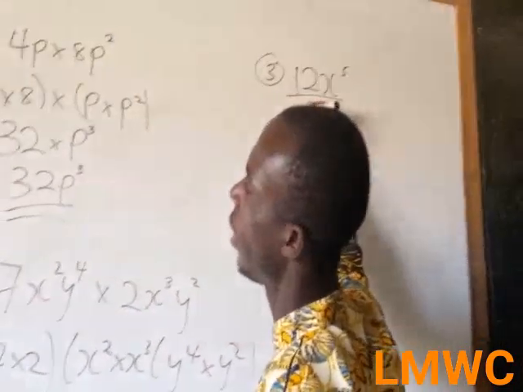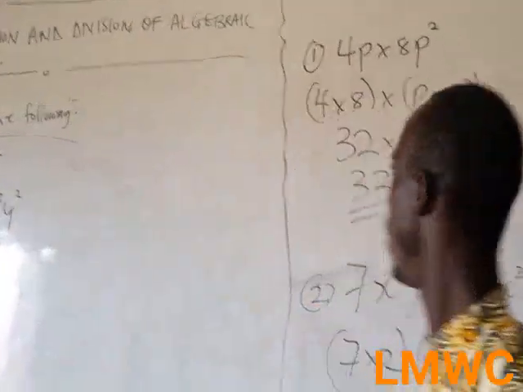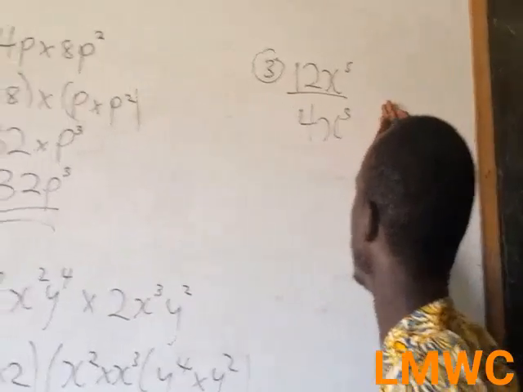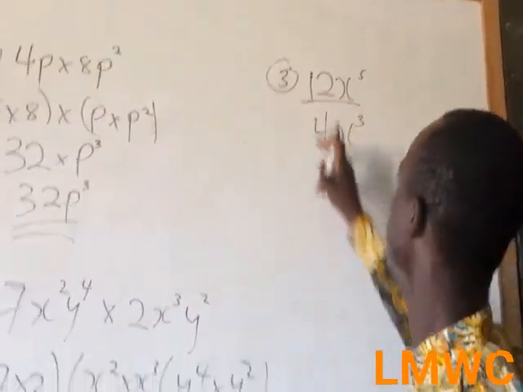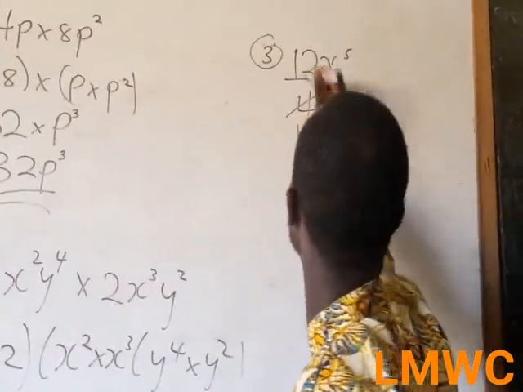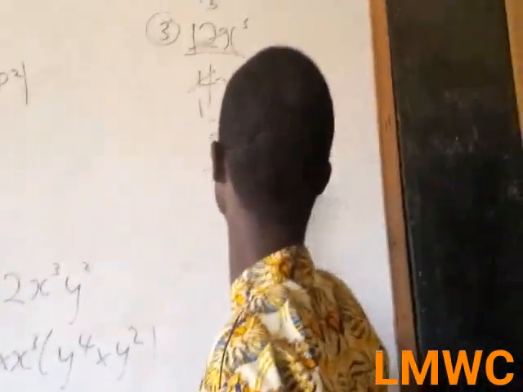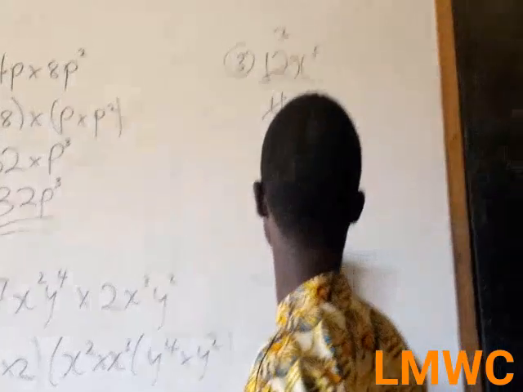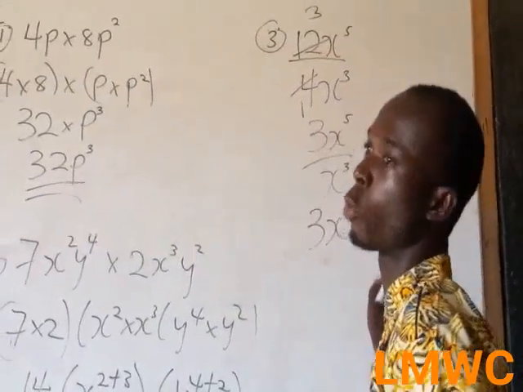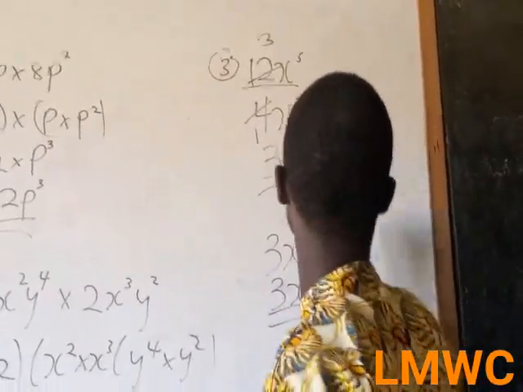4x^5 over 4x^3. Even though they have written it like this, you should represent it this way so that it becomes simple. What is the common factor that can divide 4 and 4? You can use 4. So 4 goes here 1, 4 goes here 1. So you have x^5 over x^3. Since the bases are the same and they are dividing, subtract the powers. So x^2.